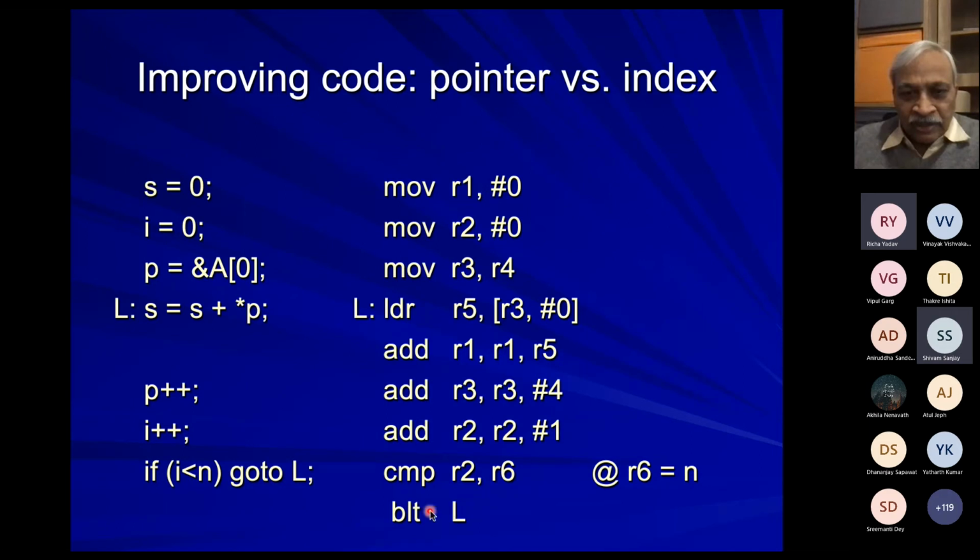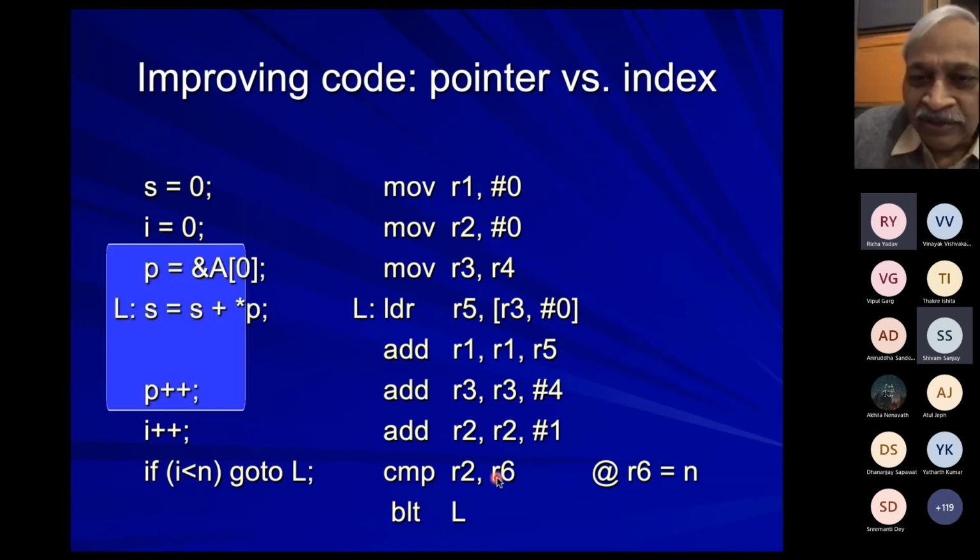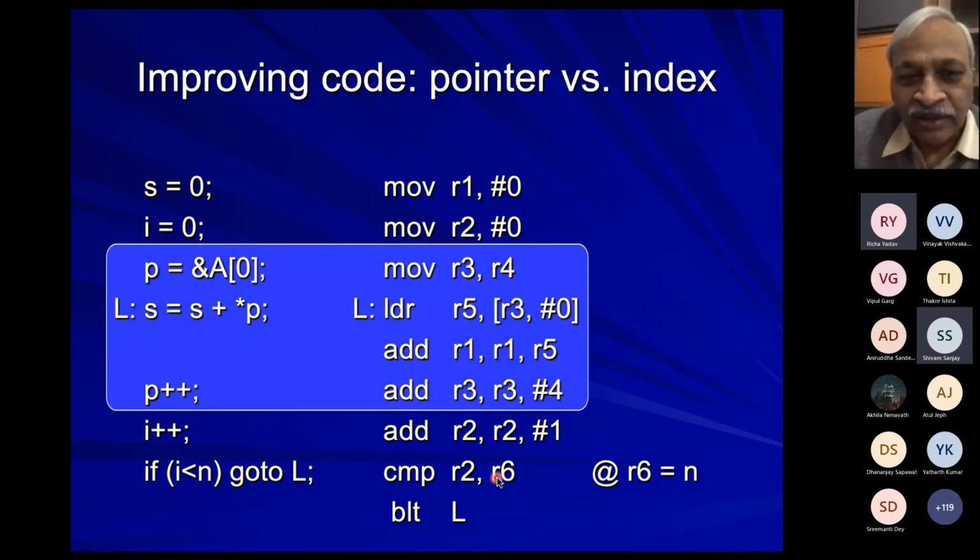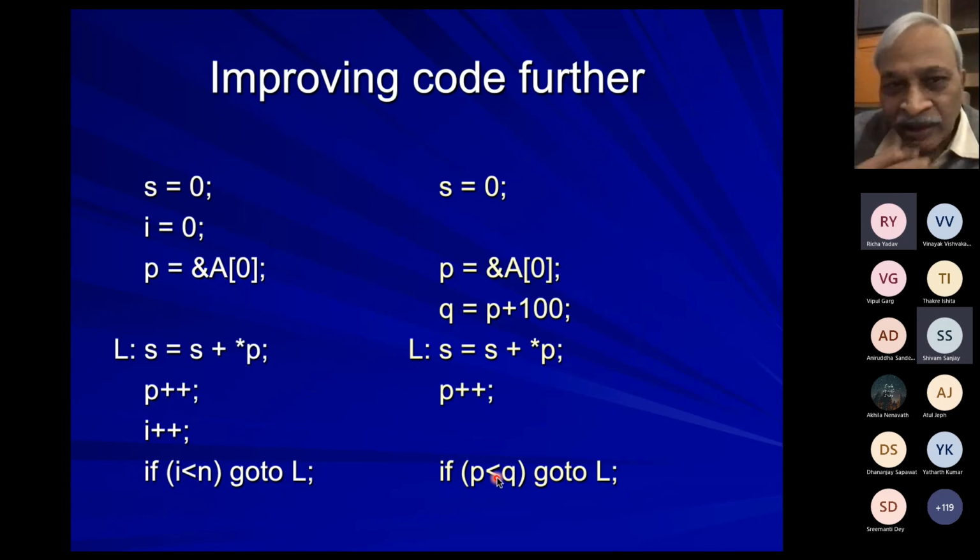And then the rest is the same. So in fact, if you look at it now, the index is being used only for counting the loop iterations. It is initialized here, incremented here, and compared with R6 here. If we change this further, we compare this pointer with the final value of the pointer. Instead of comparing I, we can get rid of I altogether.